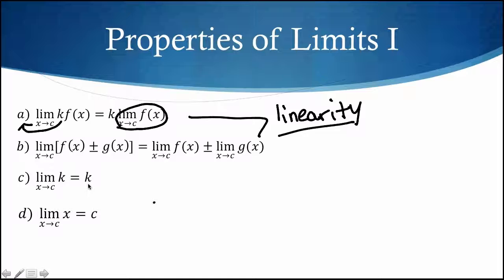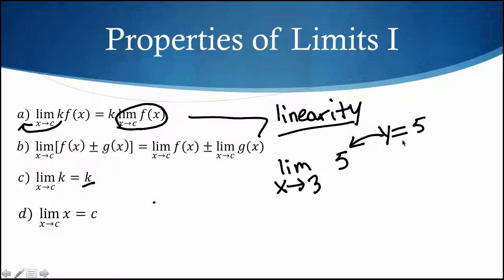Now the third case states that the limit of a constant is simply the constant itself. It doesn't matter what c is, and if you want to convince yourself of this, let's take a look at an example. Limit as x approaches 3 of 5. So right here, this is the equation y equals 5, or f of x equals 5. If you were to graph that, it's simply a horizontal line that goes through 5.